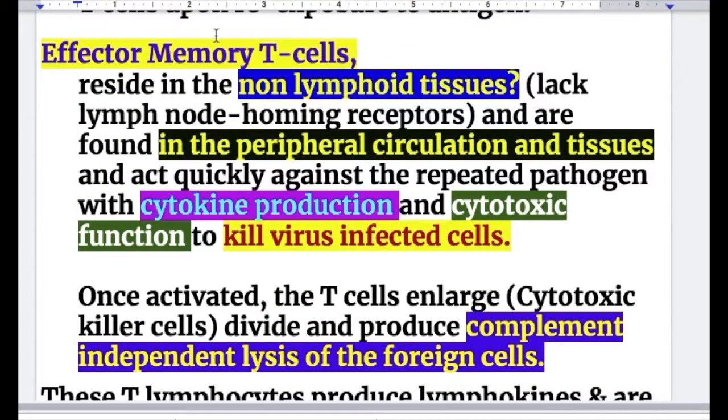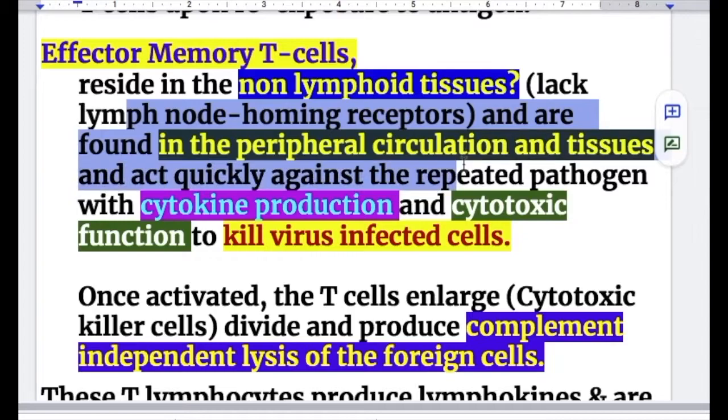Whereas the effector memory T cells reside in the non-lymphoid tissues. Why? Because they lack lymph node homing receptors and are found in the peripheral circulation and tissues.